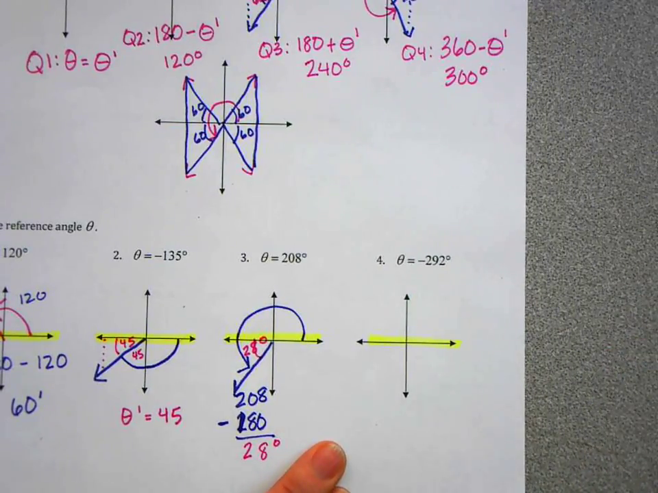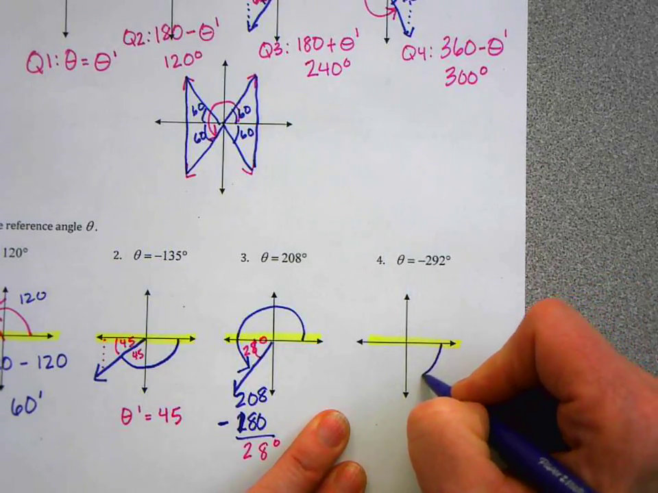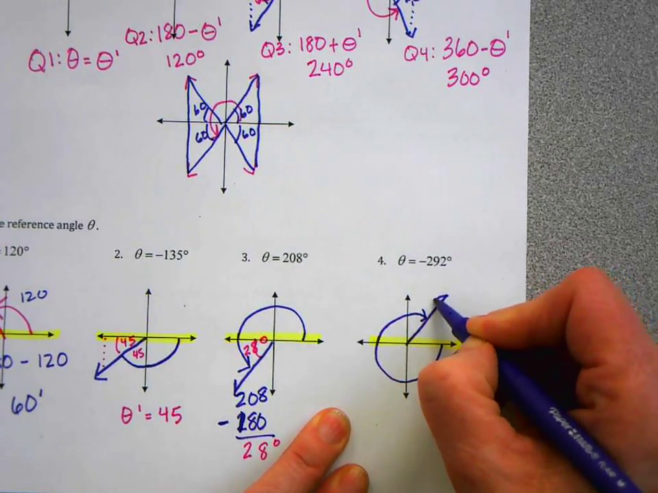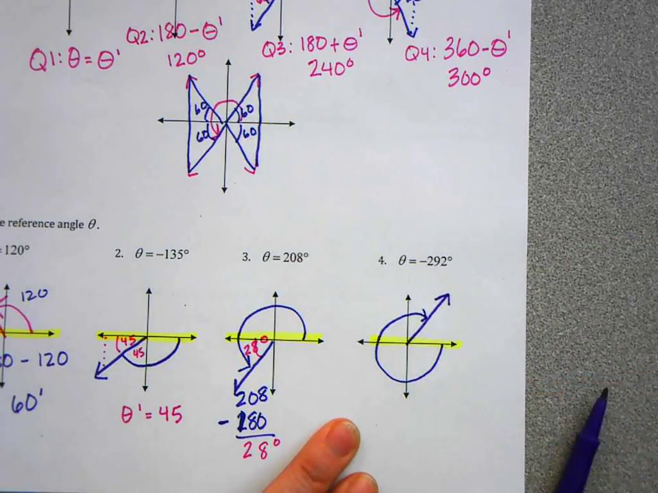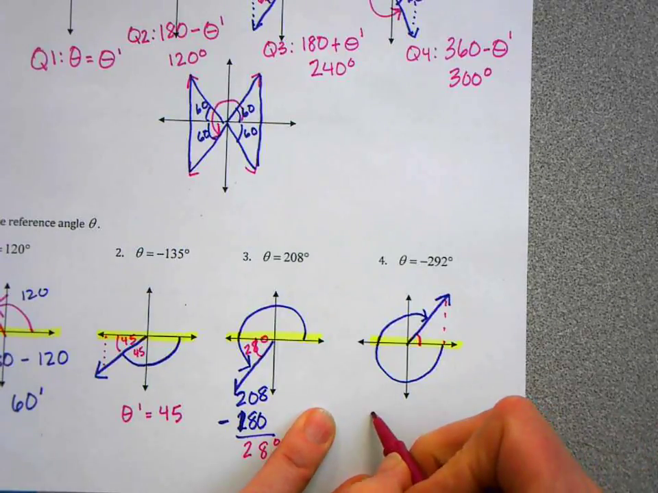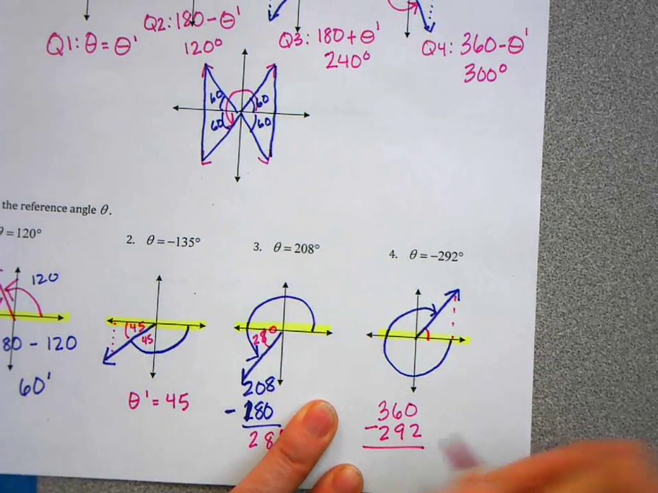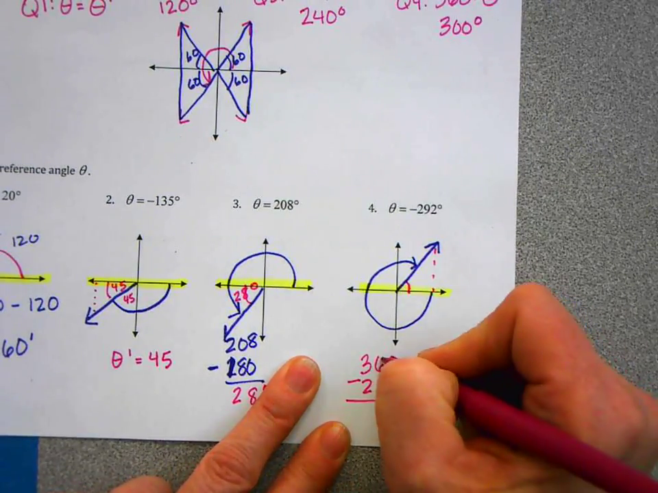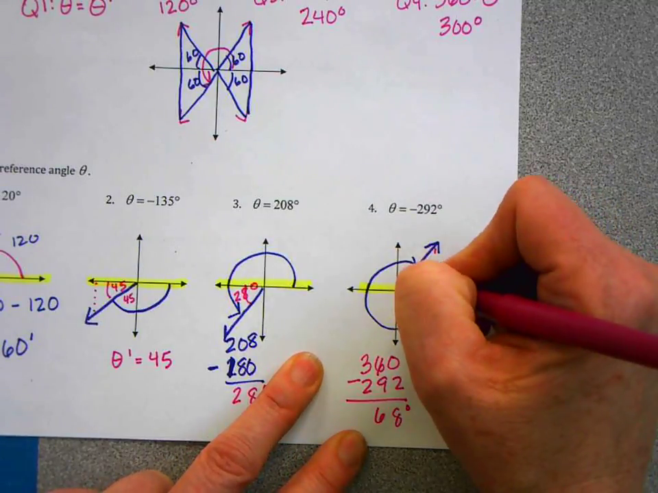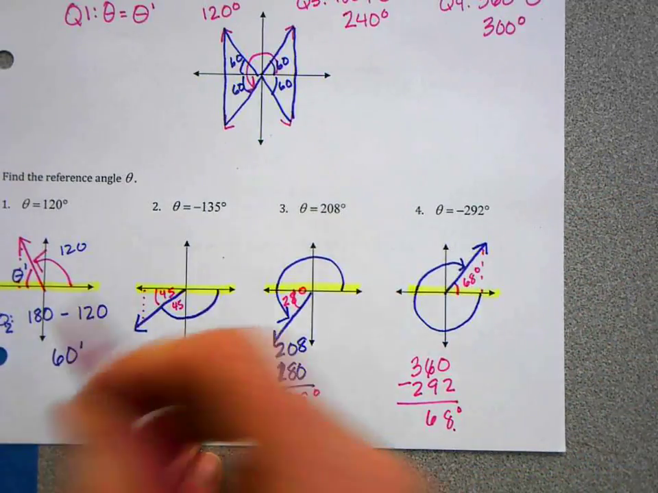Negative 292. I know that if I were going positively, I'd be in the fourth quadrant. Negatively, so I go around. I know I'm going to be in here somewhere, right? Somewhere in the first quadrant. Say to myself, I want to know what this reference angle is. What angle am I making with the horizontal? So what I do is I take 360 degrees and I subtract 292. 15 minus 6. There I got 68 degrees. And so this angle with the horizontal is 68 degrees. So these are the theta primes: 68, 28, 45, 60.